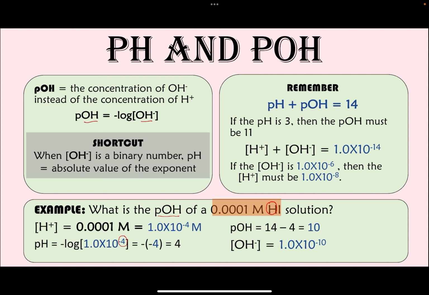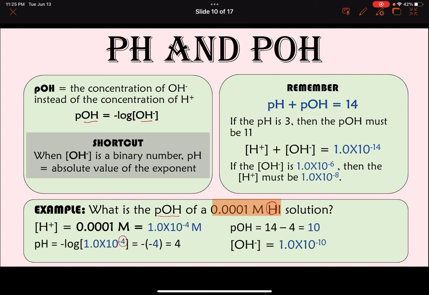What that means is that the hydroxide ion concentration is going to be 10 to the power of negative 11. So once again, remember that the hydrogen ion and the hydroxide ion concentrations must multiply to 10 to the power of negative 14.